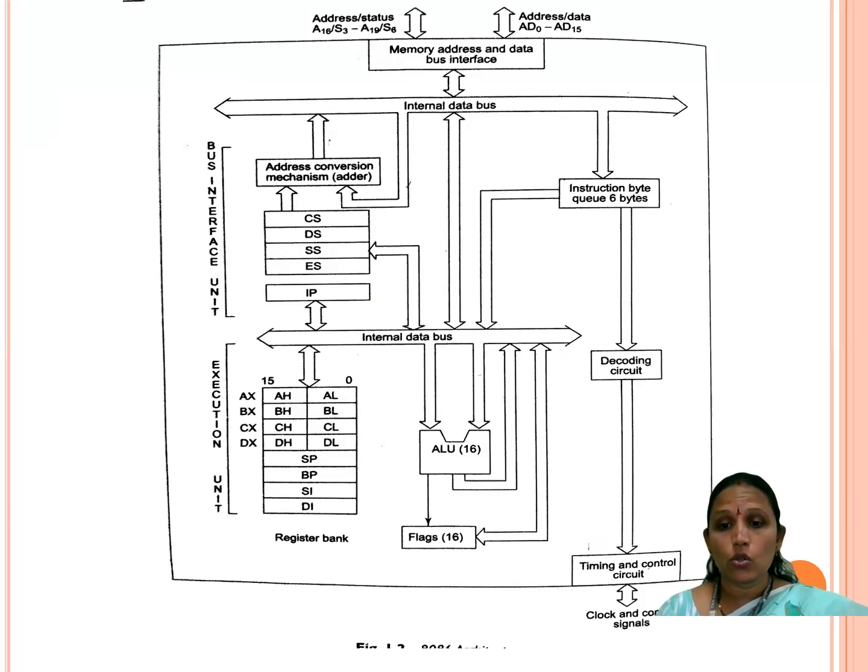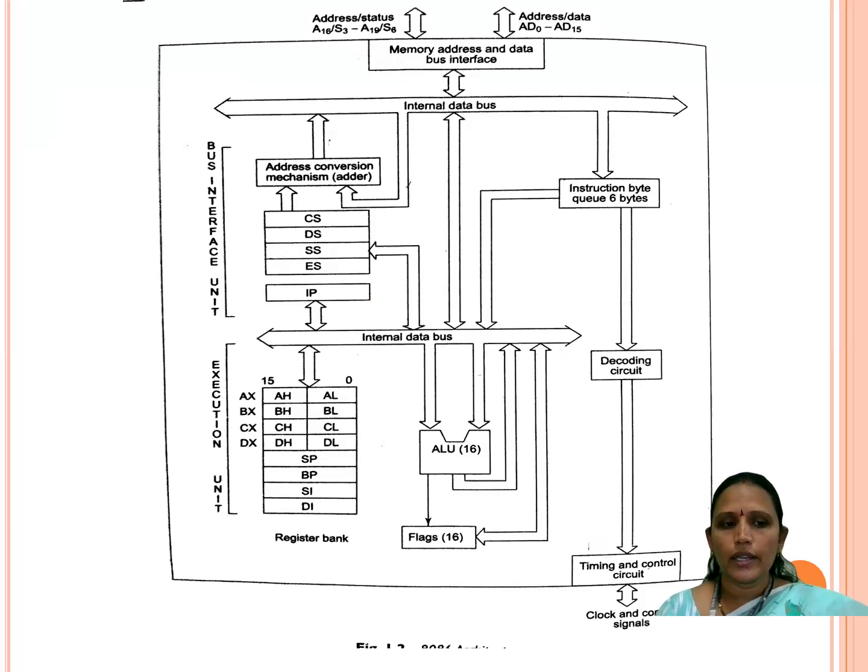Coming to the functional parts, these operations are performed by the bus interface unit using its functional parts: the instruction pointer, the segment registers, and the instruction byte queue. These are all the functional parts of the bus interface unit. By using these three functional parts, it performs the operation of fetching instructions and data from memory.